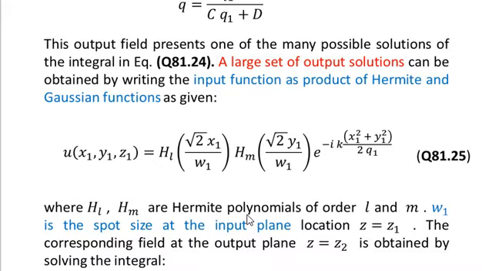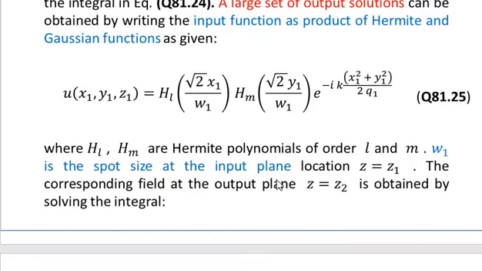So for the large set of output solutions, we need to write our input in the following form. That is u of x1, y1, z1 is equal to Hl of square root of 2 multiplied by x1 divided by w1, then multiplied by the Hermite function Hm as a function of square root of 2 multiplied by y1 over w1, multiplied by the same phase factor e to the power minus iota k, then we have (x1 square plus y1 square) over 2q1, where Hl, Hm are the Hermite polynomials of order l and m. w1 is the spot size at the input plane location, which is at z is equal to z1.